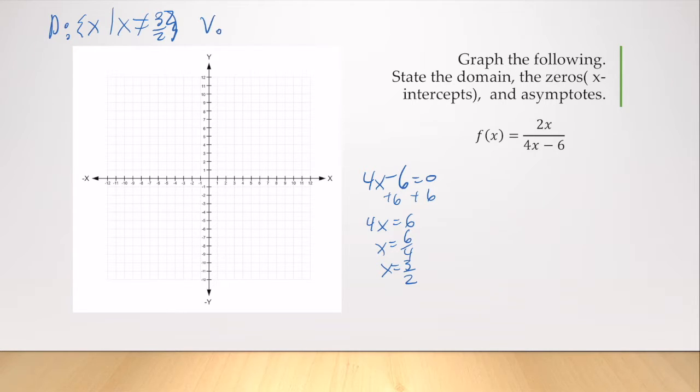This is also my vertical asymptote. So my vertical asymptote is x equals 3/2. I'm just going to sketch this in real quick. Right here, it's 1 1/2.